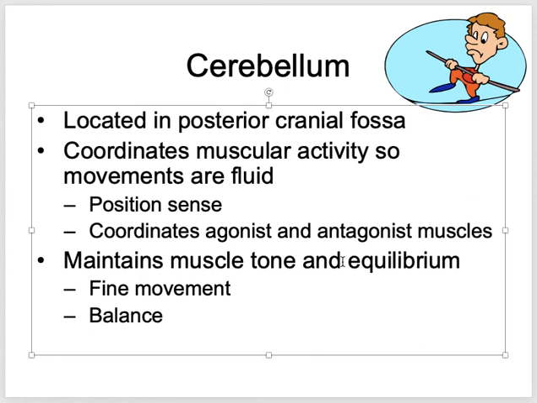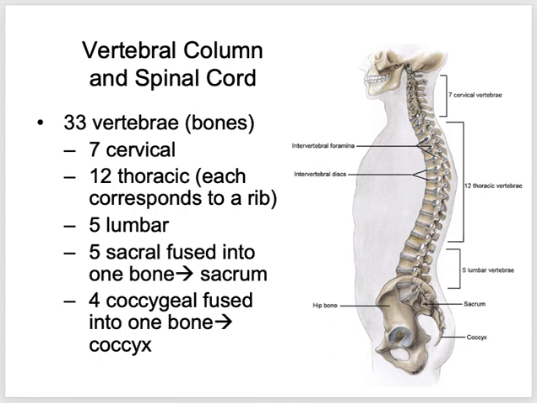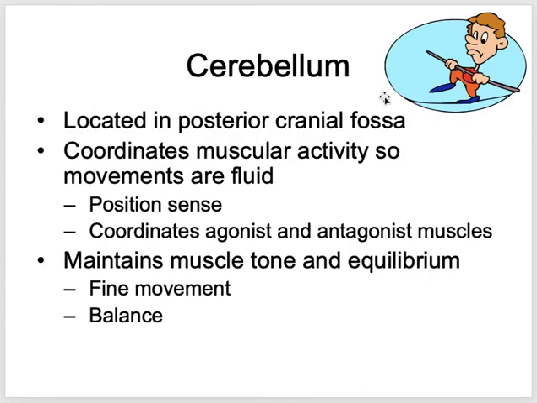So they maintain muscle tone and equilibrium. They are the ones by which we do fine movement and maintain our balance. Of course, the fibers coming from the right side of the cerebellum control the right side of the body. The fibers from the left side of the cerebellum control the left side of the body, and the fibers coming from the center of the cerebellum control the central or axial muscles of the body, the muscles around the vertebral column.